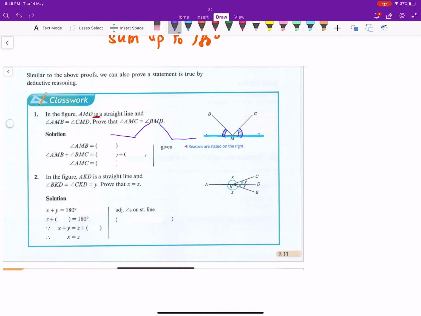AMB equals CMD. But we are looking for angle AMC. So angle AMC is the sum of these two angles, okay? So we will write down AMB and BMC, okay? And how do we express angle BMD? BMD is the sum of BMC and CMD, okay?